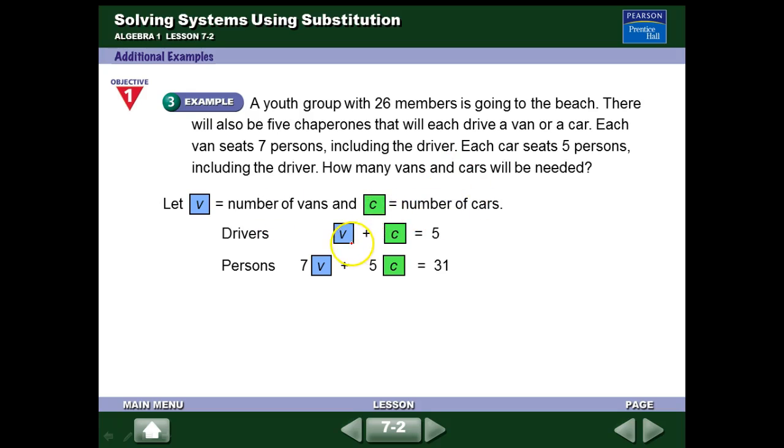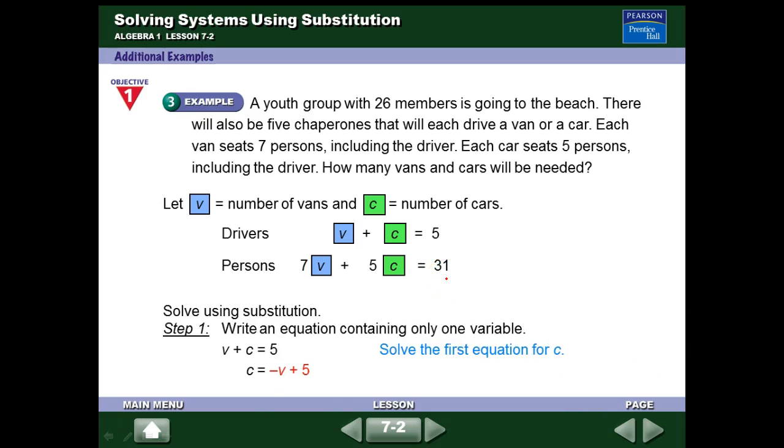I can have V plus C. So the number of vans and the number of cars we said had to be less than 5 because there was 5 chaperones that will each drive the car. We know that between the number of vehicles, I can only have 5 vehicles going. I also know 7 people can ride in a van and 5 people ride in the car. Now, 21 here, be careful with it. You didn't write 26. Just remember you got to do your 26 members going to the beach plus their 5 chaperones gives you your 31.